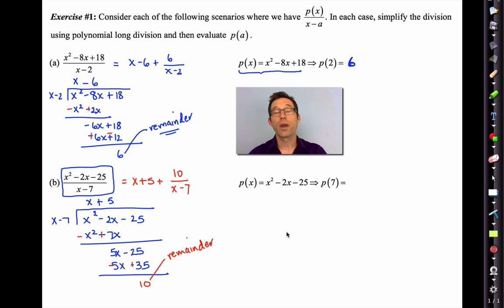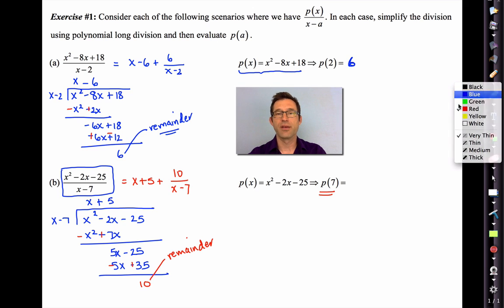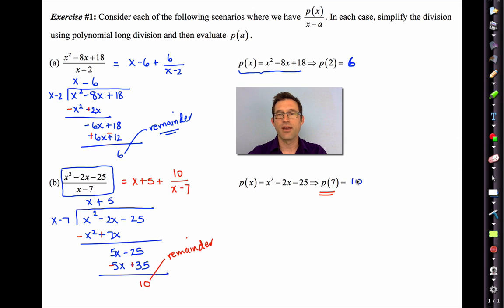All right, what I'd like you to do really quickly is now come over here and evaluate p of 7. Okay, so again, think about the value of x that makes that denominator equal to 0. Evaluate p of 7. Do that now. All right, well, whether you use store or some other mechanism, it's not too bad, and we get 10.